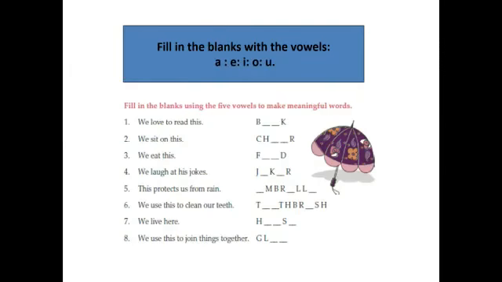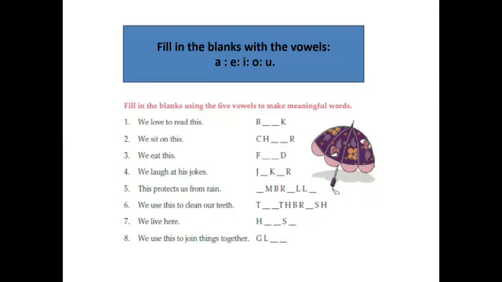Let's do the fill in the blanks using the vowels A, E, I, O, U. Okay, children, we'll use these five vowels to make a meaningful word. I'll read the sentence and we will find out the answer. The first one: we love to read this. What do we love to read? Yes, it is book. What is the spelling for book? B-O-O-K, book. Yes, it is correct.